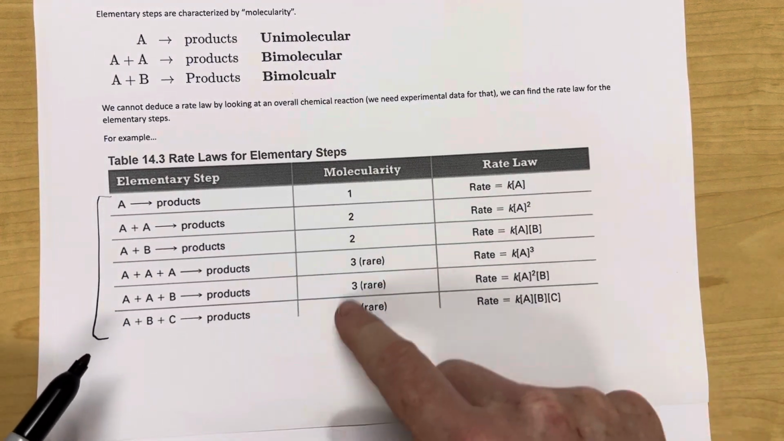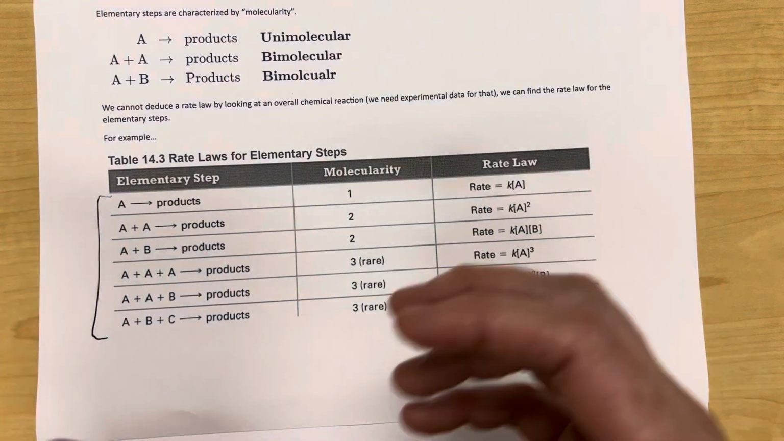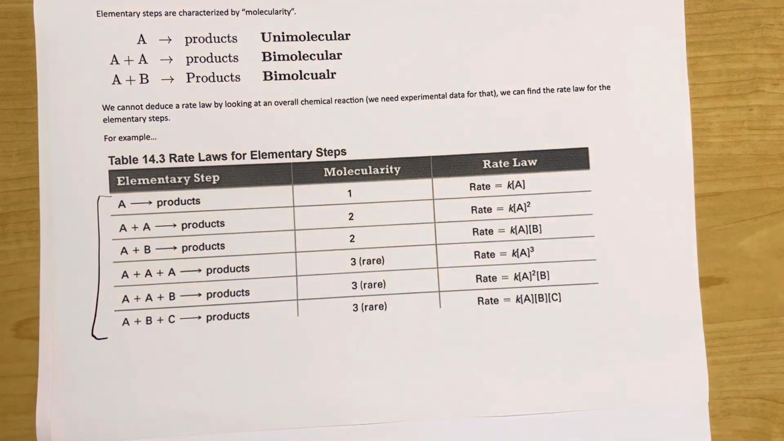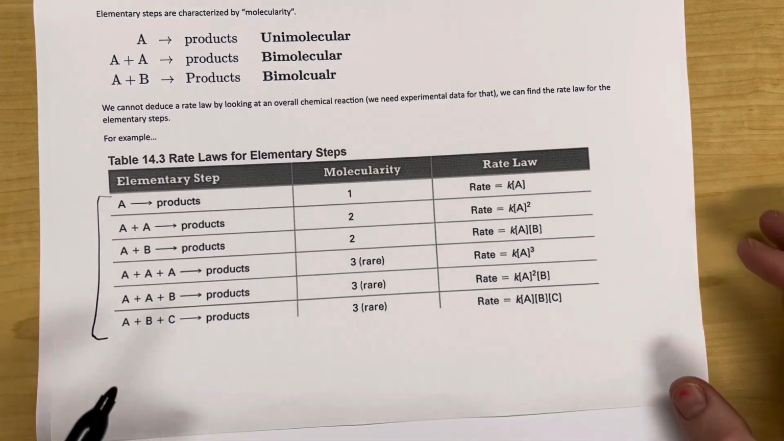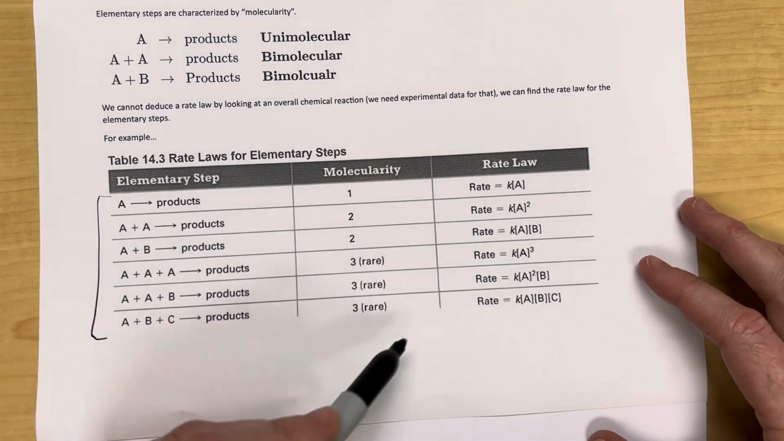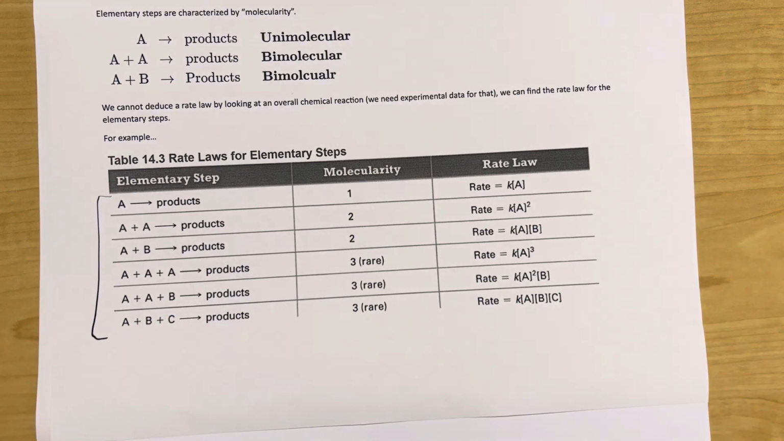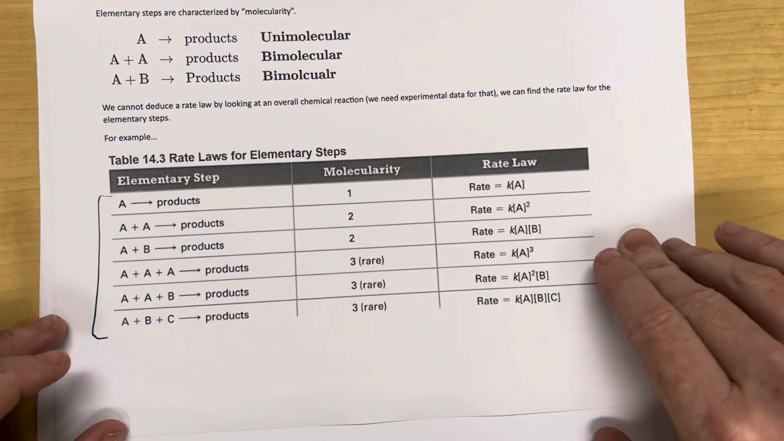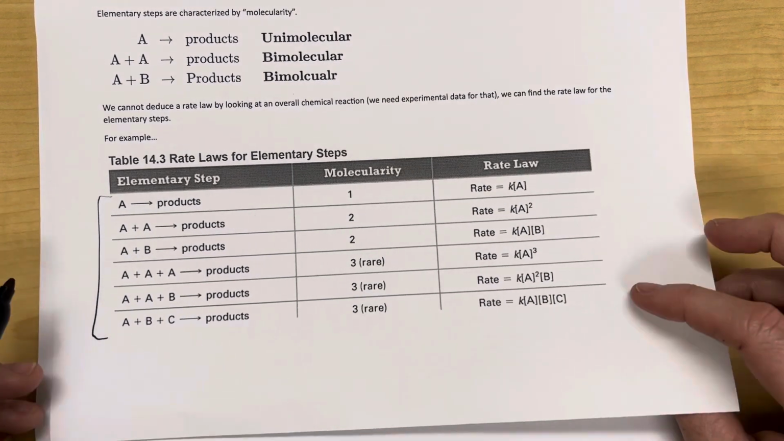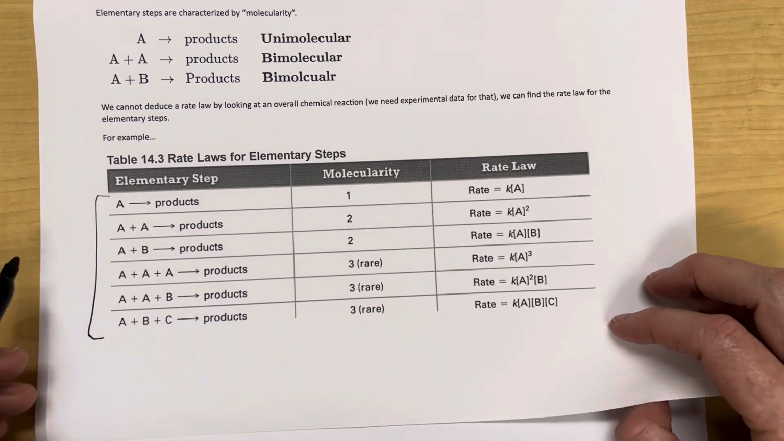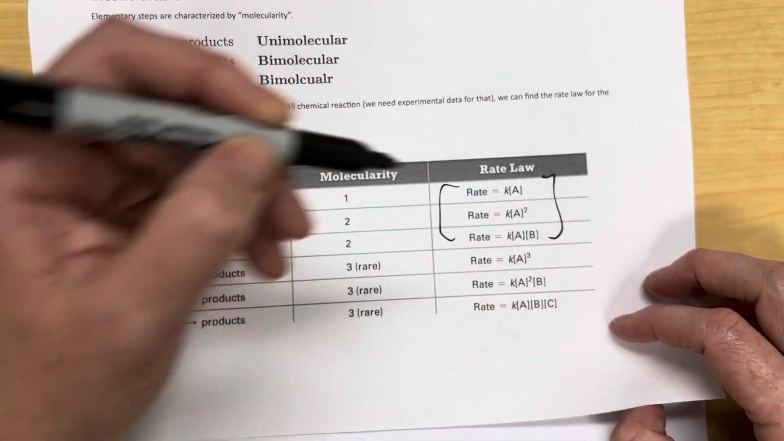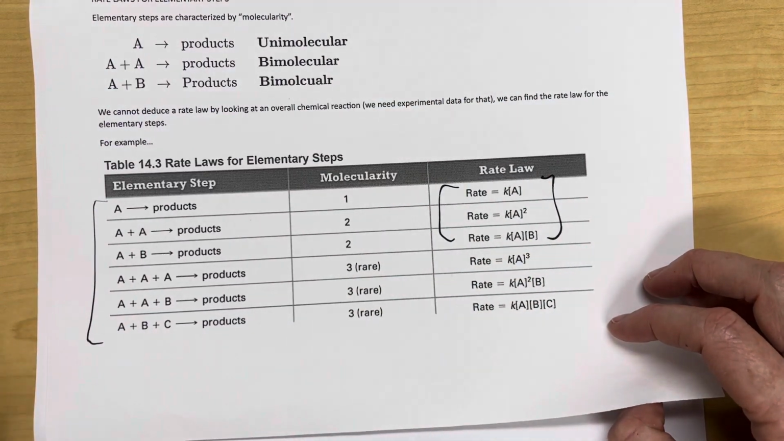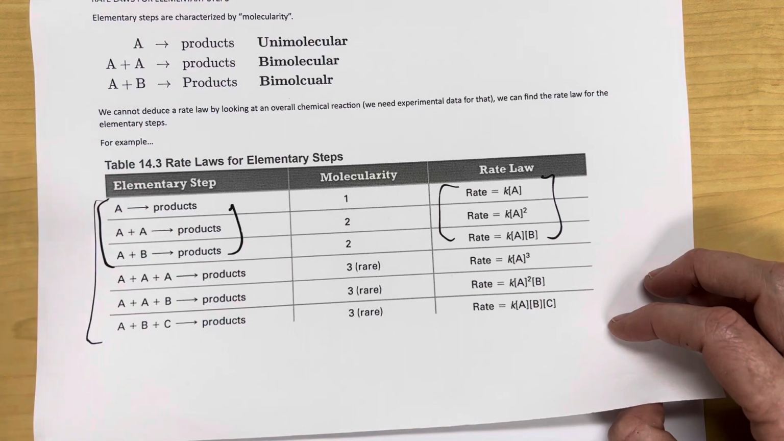And these are rare because it's rare that 3 things will orient perfectly and react, but nevertheless they do exist. And so these trimolecular things are still important to look at. All right, so the important part being that we understand that we can write the rate law for these things without doing any experiments at all. They are just given for elementary steps.